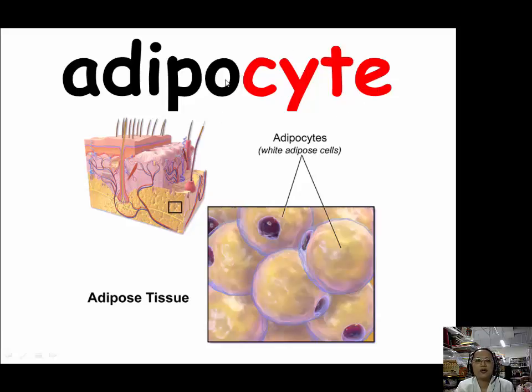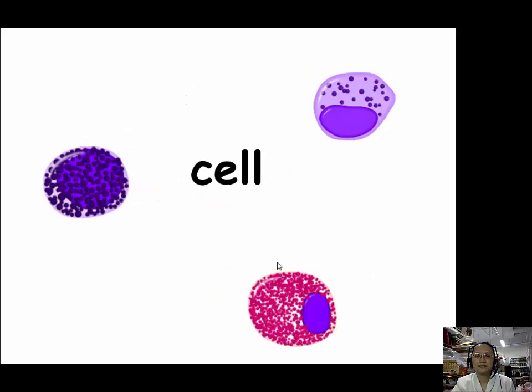And as for suffix cyte, we show an example, adipocyte. Adipocyte, which we use as an example for talking about fat, but here we show it again. Adipocyte is a type of cell present in adipose tissue, where fat is stored as a source of energy. Let's review what we've learned.